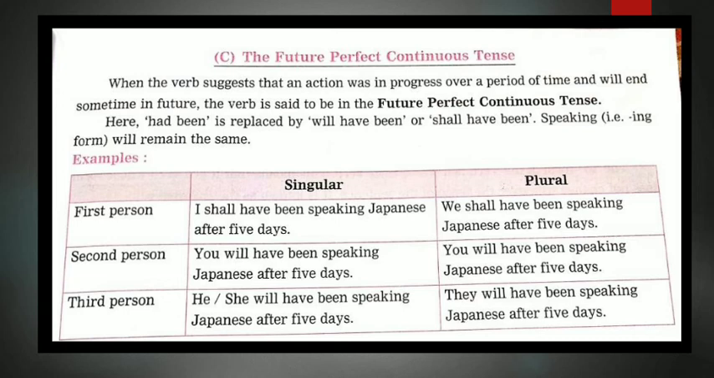So what do we understand from here is that in the perfect continuous tense, in the present perfect continuous tense, we'll have what? Have or has plus been plus the present participle form. And in the past, we will have what? Had plus been plus the ing form. And in the future, shall or will have been plus the ing form of the verb.